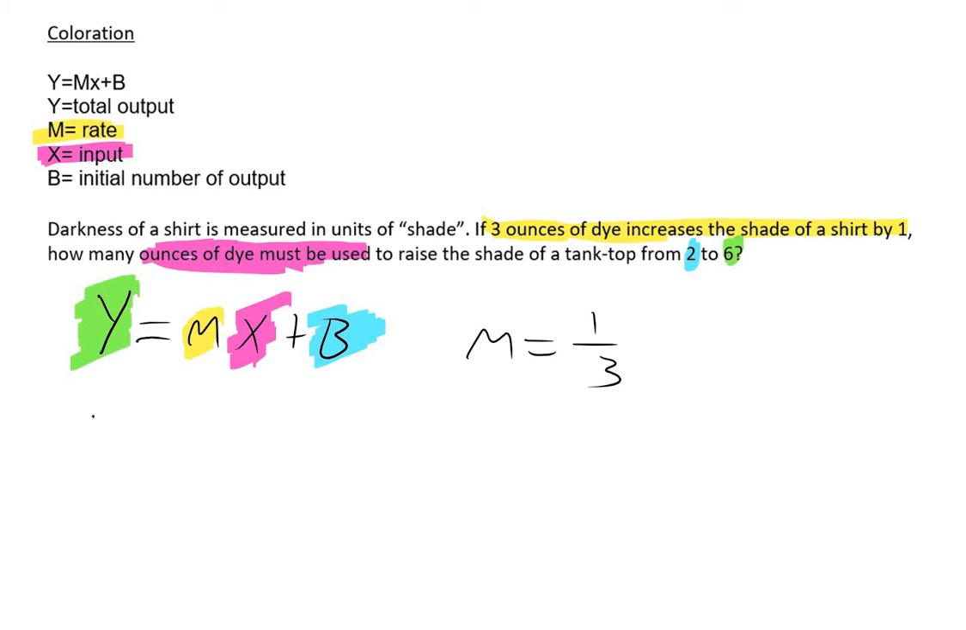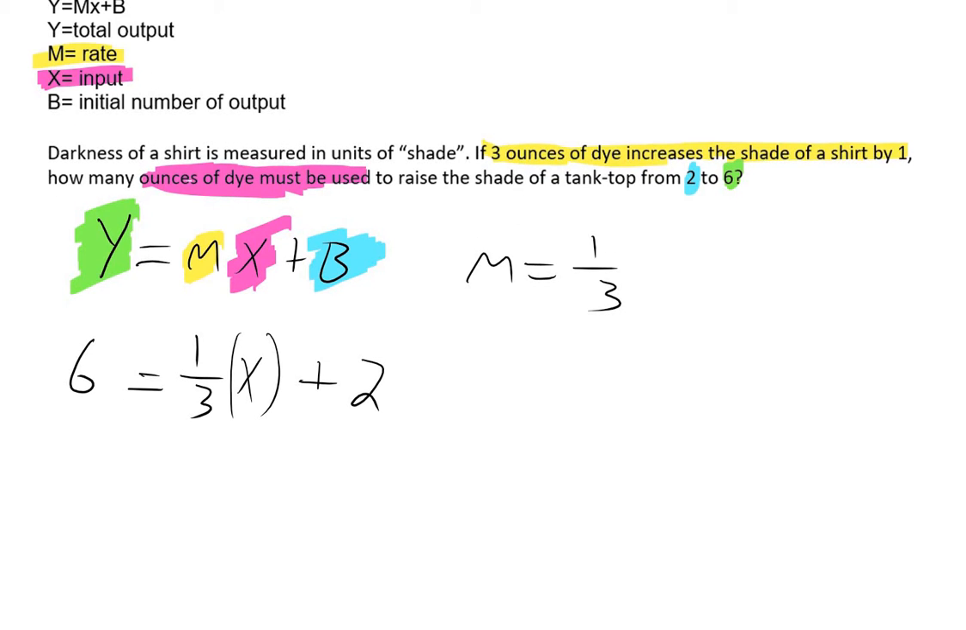So Y is going to be 6. M is going to be 1/3 because you need 3 ounces in order to get 1 unit of darkness. So that tells you that it's coming in small increments. You have to do something 3 times to get 1 result, which tells you that every time you do it or have an input, you're doing it by thirds, and then plus 2 there at the end, and now we can start solving for our X term, or our input.